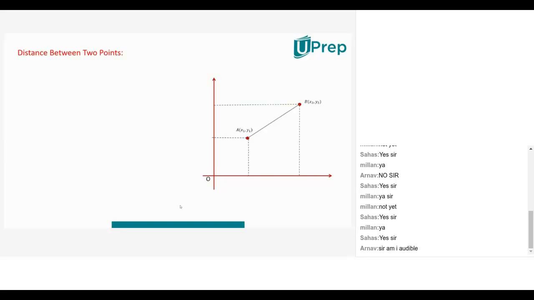So actually, we wanted to find the distance AB. So Arnav has suggested us to drop perpendiculars. Arnav, what should we do next? Arnav. Oh, he has a problem. No, Arnav, you are not audible.